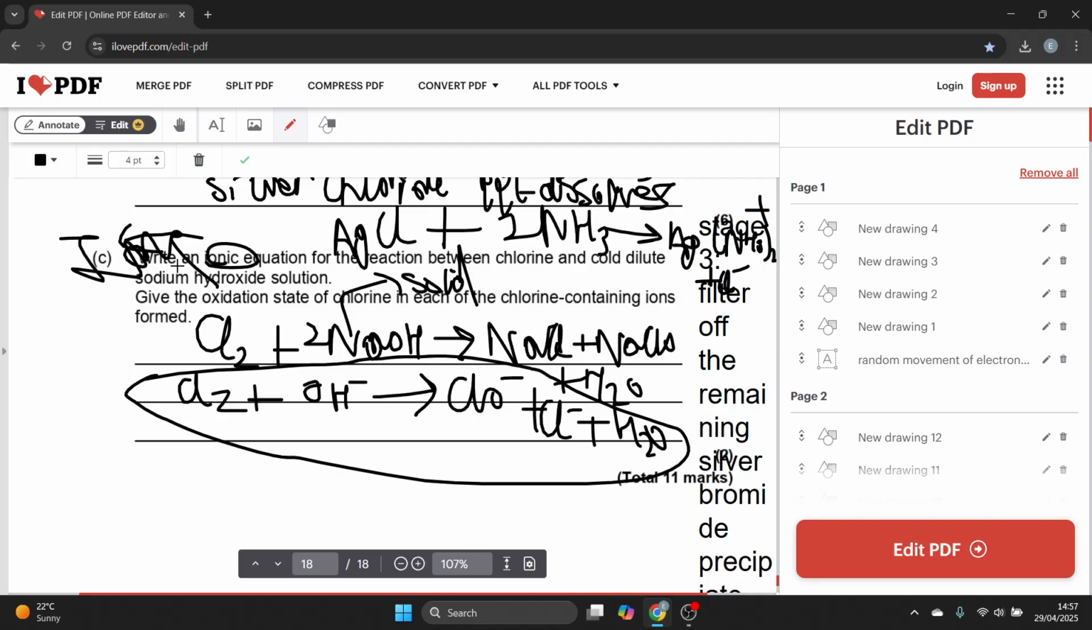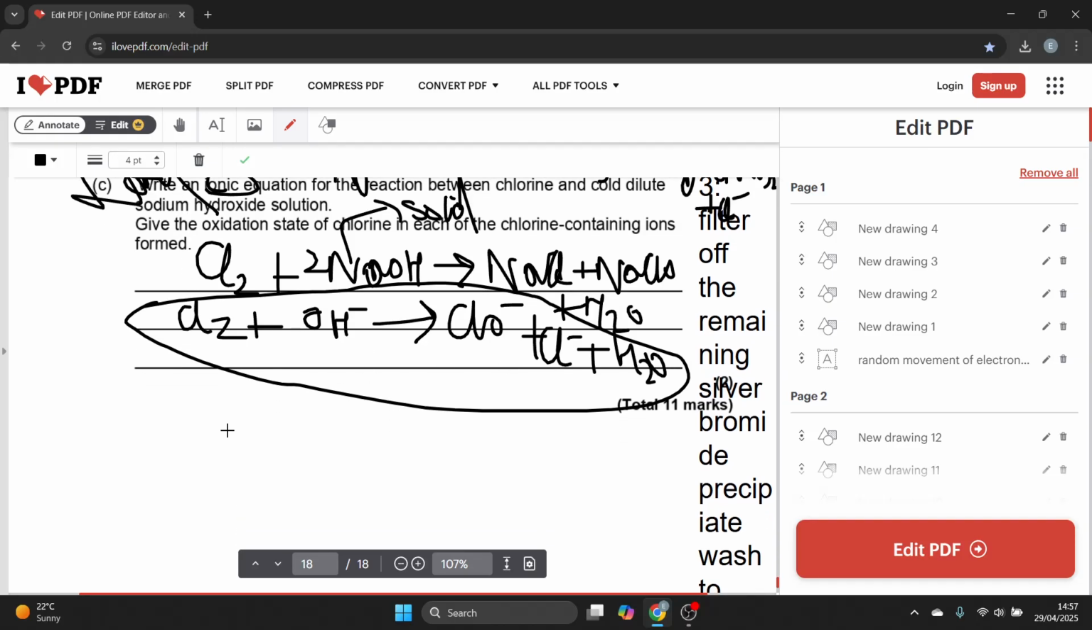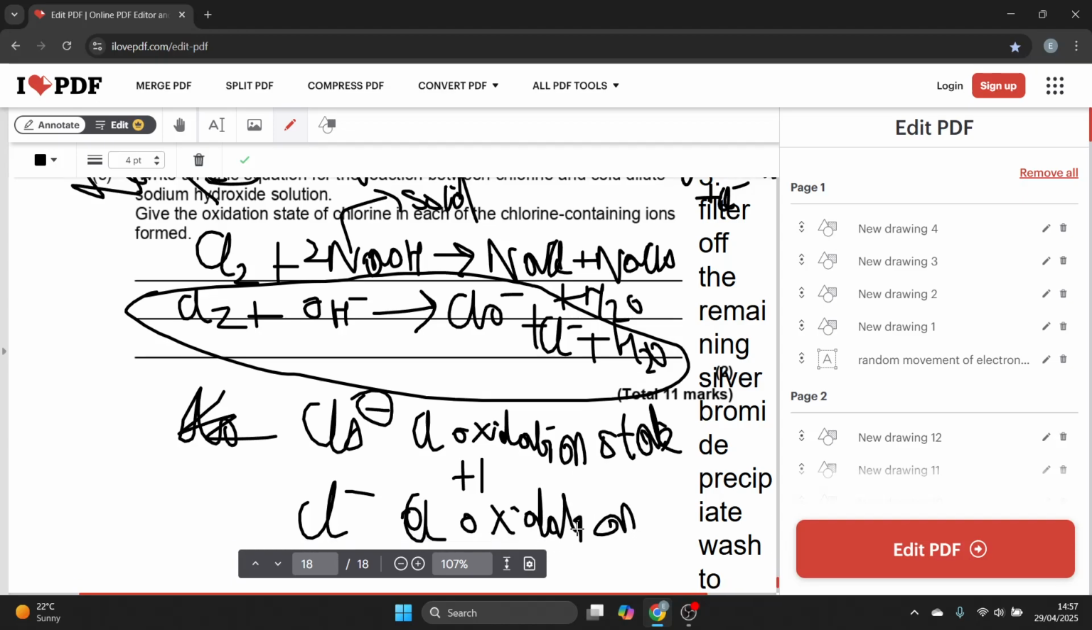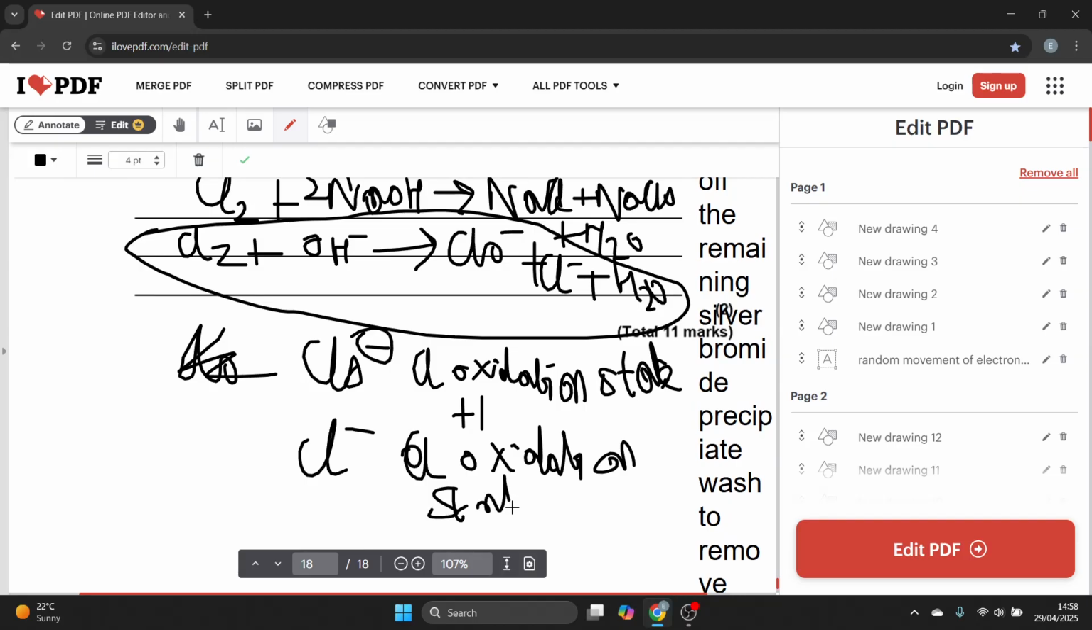Give the oxidation states of chlorine in each of the chlorine-containing ions. So in ClO minus, chlorine has an oxidation state of plus 1, because oxygen is minus 2, and plus 1 gives the overall charge of minus 1. Whereas in Cl minus, obviously, chlorine has an oxidation state of minus 1.